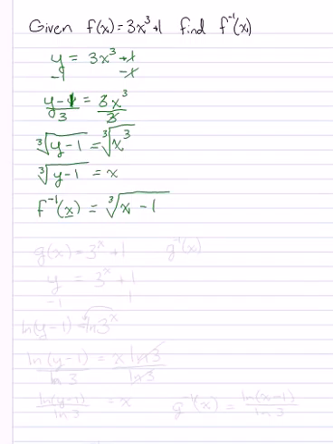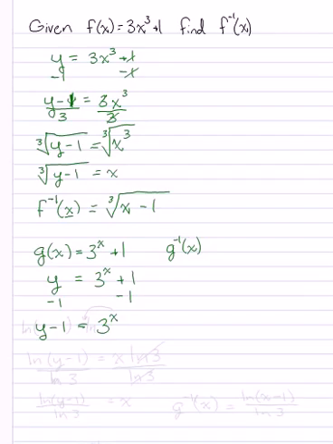In the second problem, we're given that g of x equals 3 raised to the x plus 1, and they want g inverse of x. Same start. We're going to let y equal 3 to the x plus 1. And again, we'll solve for x. So subtract 1 off of both sides. Get y minus 1 equals 3 to the x.